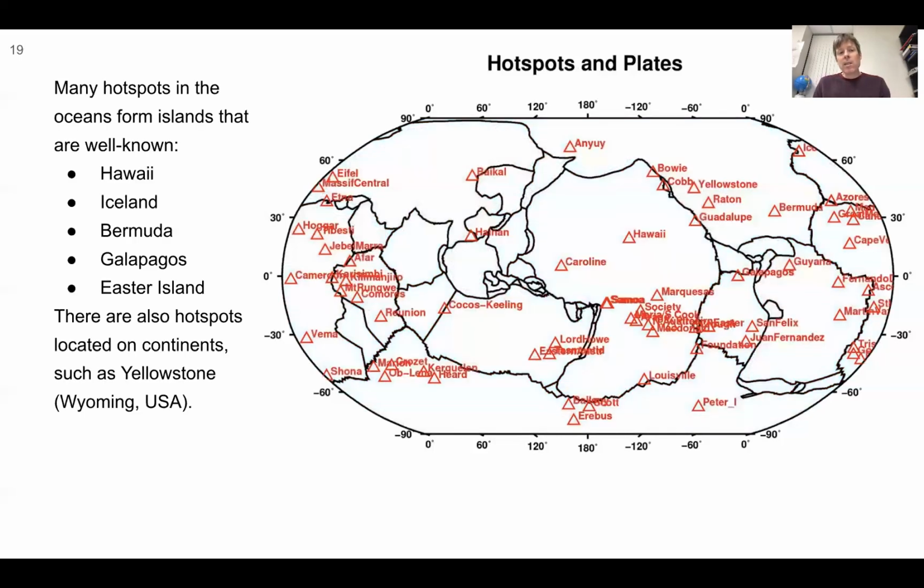Many hotspots in the oceans form islands that are well known: Hawaii, Iceland, Bermuda, Galapagos, Easter Island. There are also hotspots located on continents such as Yellowstone, Wyoming.